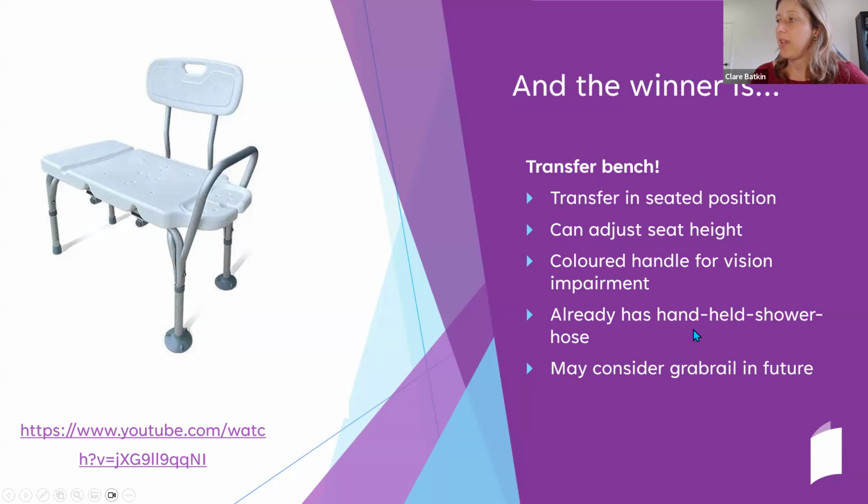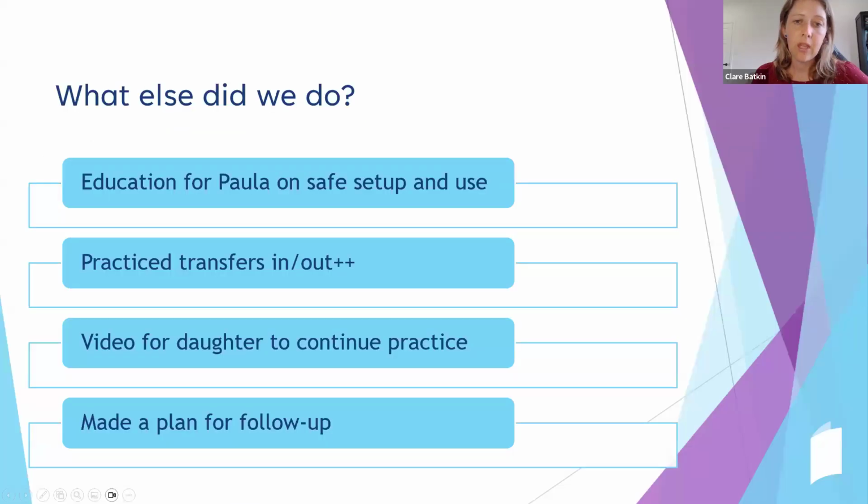And we know she's already got a handheld shower hose in place, so that's easy for her to sit down and shower. But we may want to consider adding a grab rail in the future as well. But probably for a starting point, this is what we'd bring out, and we'd probably do a bit of a trial with her. So once we've actually got that winning option, you don't just dump it and run and say, there you go, on your way.